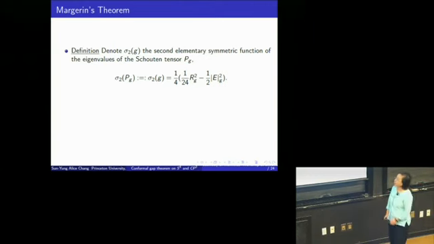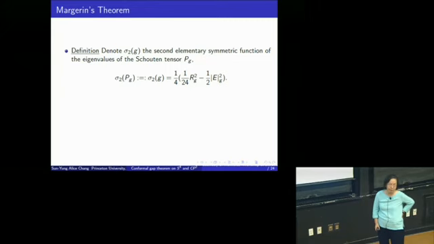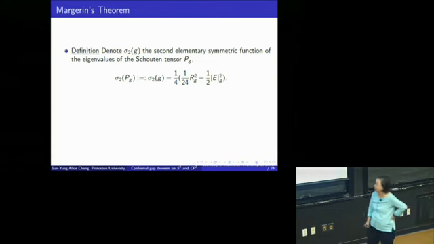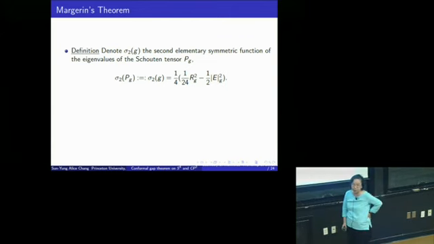So for this, we introduce the following notation. We look at the Schouten tensor, and then we look at the second elementary symmetric function of its eigenvalues. That means this Schouten tensor P_g, we look at it as a 4x4 tensor and look at the summation of lambda_i lambda_j.